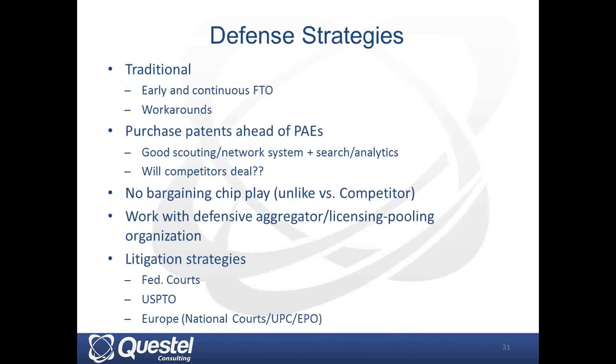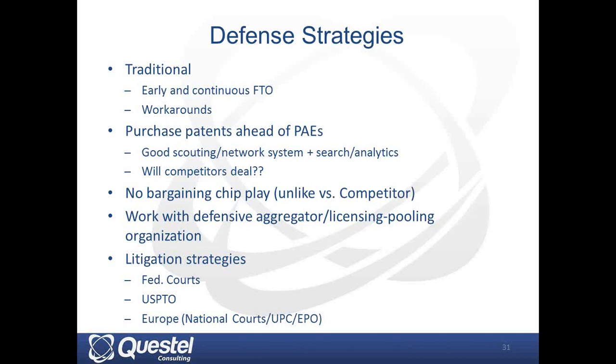So some of the defense strategies, and I think we're approaching the end of our allotted time, but I'll quickly run through these. There are obviously traditional defense strategies: early and continuous FTO, workarounds, clearly filing patents, defensive publications potentially, purchasing patents ahead of PAEs is clearly going to need good network, good search analytics, good scouting.